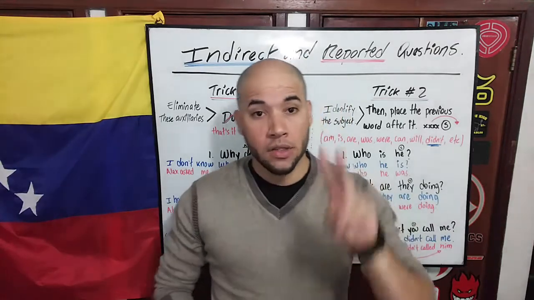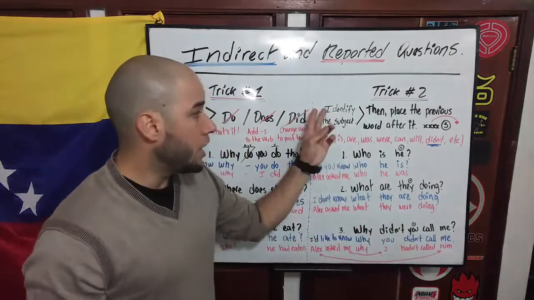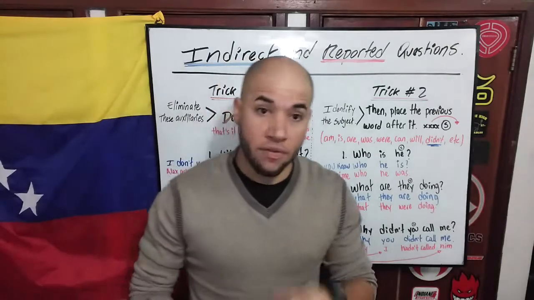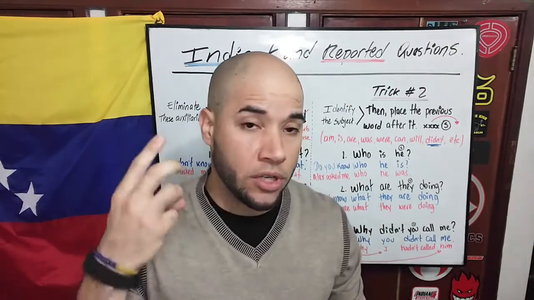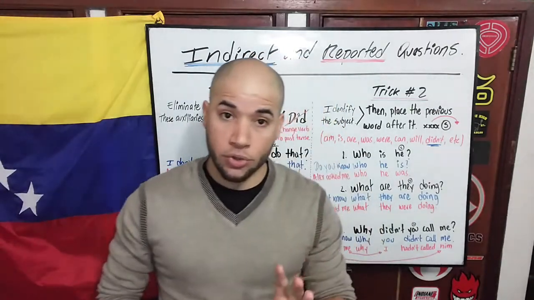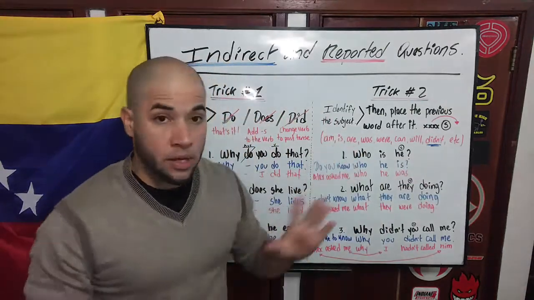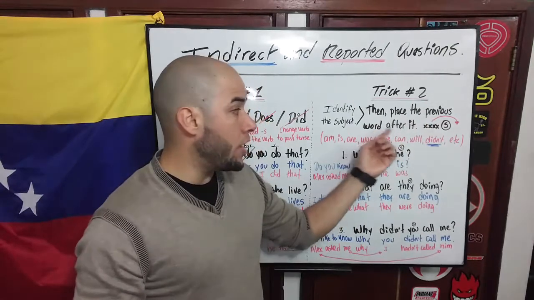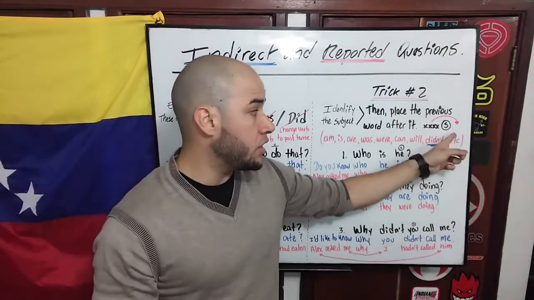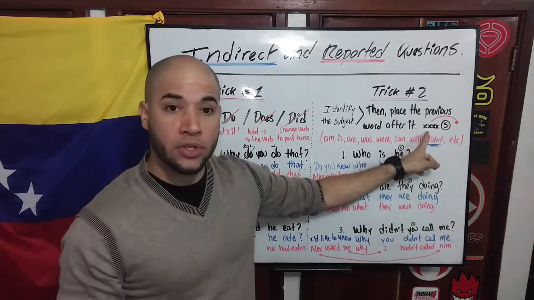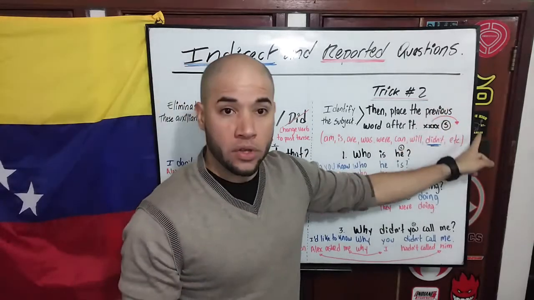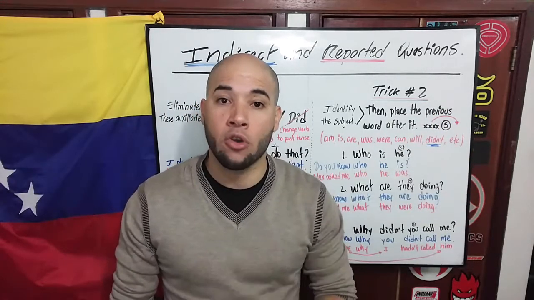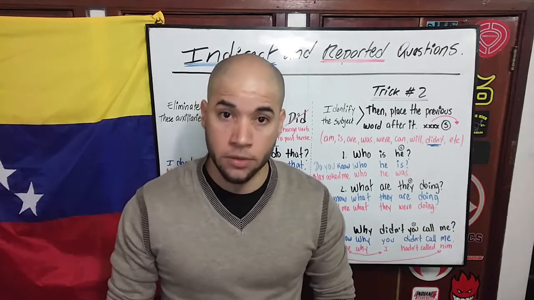And then we have the second trick. Identify the subject. Whenever you don't have do, does, or did in a question, what you're going to do first is to identify the subject. Once you do that, then place the previous word after it. So you identify the subject, and then the word that you find before the subject will go after the subject, and that's how you will have a correct indirect question.